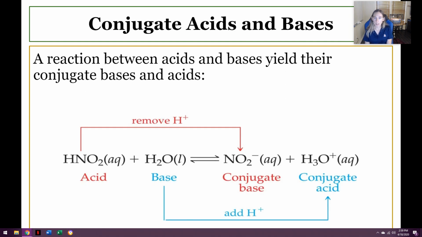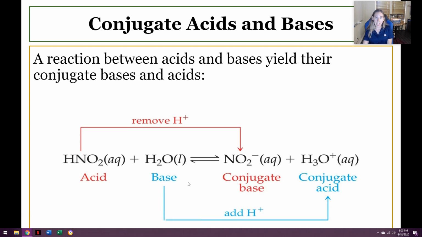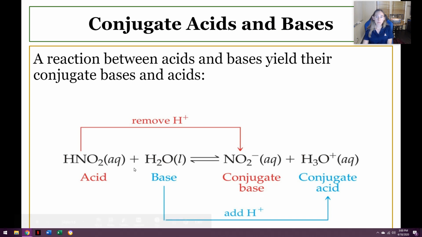Before we end this lesson, let's look at how acids and bases react together. In this example, we have an acid, HNO2, nitrous acid, reacting with water. Water, as you'll learn, is special. It can act as both an acid and a base. In this example, it's acting as the base. So the acid, according to our definition, is going to donate a hydrogen, and the base is going to accept the hydrogen ion. Important thing to note is the double arrow here.